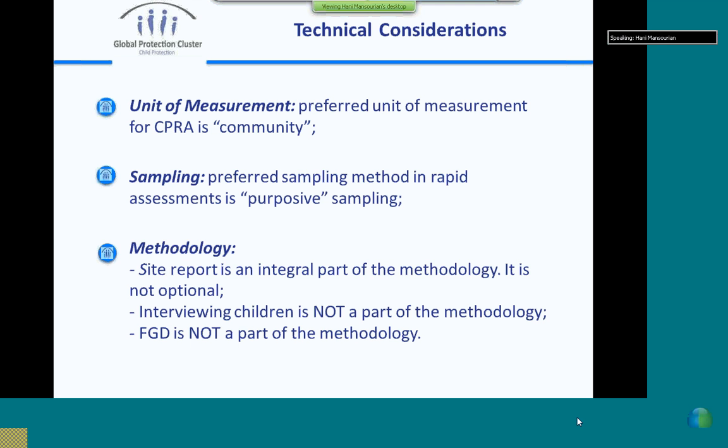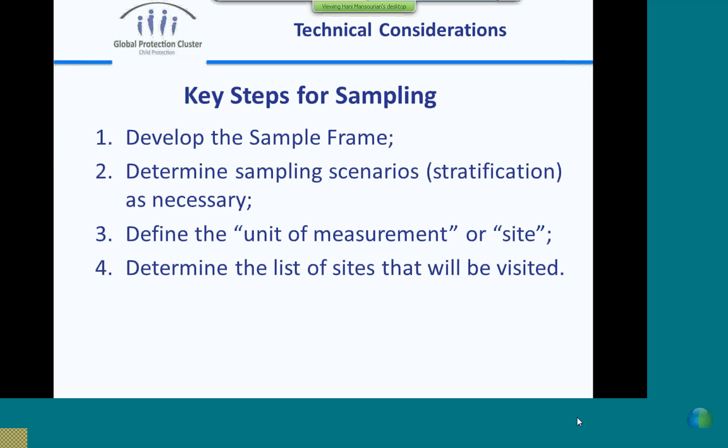Just to quickly wrap up the sampling, the steps that we follow is we first develop our sample frame, which is basically the list of all affected sites. Then we determine sampling scenarios. We find out what are the scenarios within the affected population. We might have 2, 3, 4, 5, 6 different scenarios, and then we define the units of measurement or sites in each of them, which is the community.